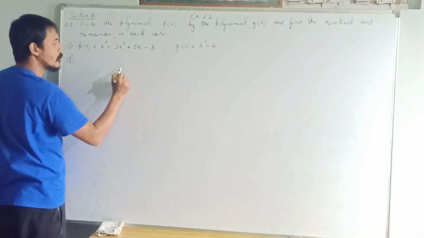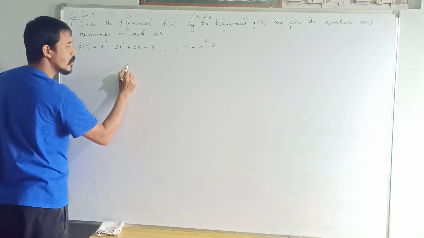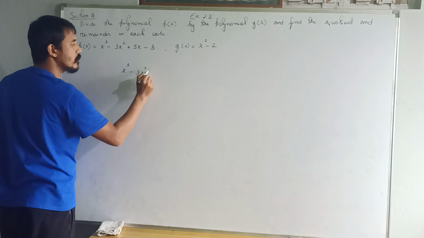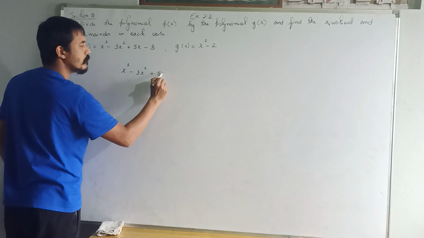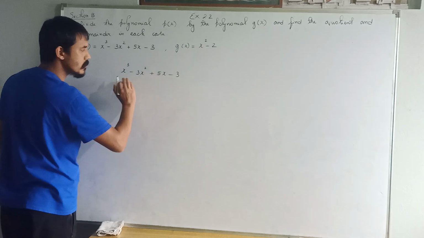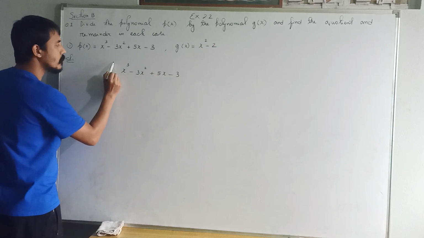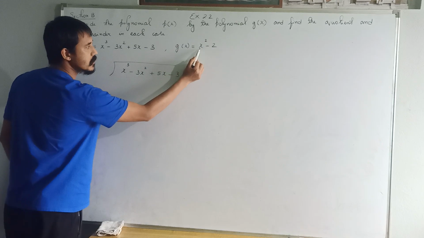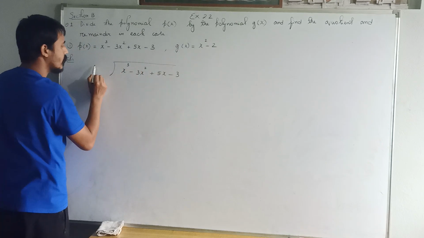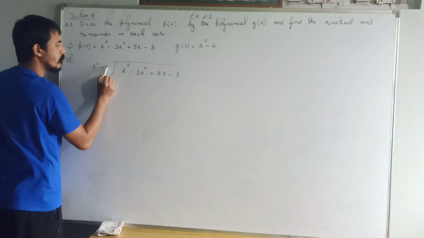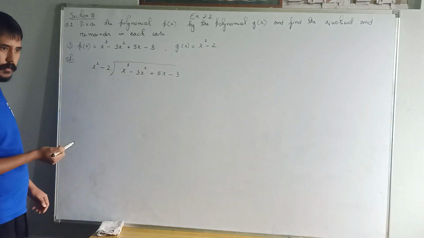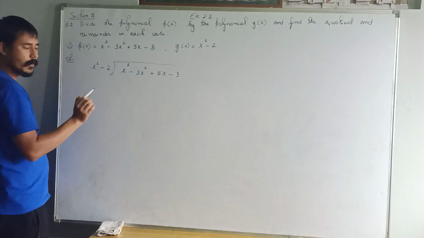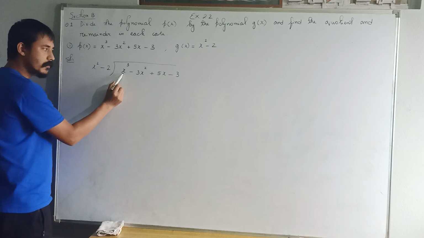p(x) is x cube minus 3x square plus 5x minus 3. So this is your p(x). We have to divide this p(x) by g(x). So your g(x) is x square minus 2. There is no formula to be used here. The only thing is that there is only one condition. Always make the first term equal.